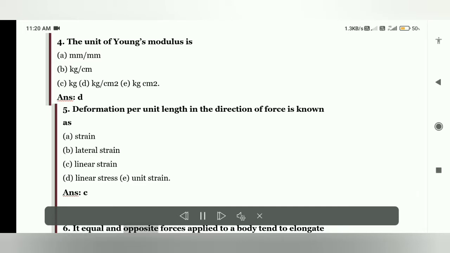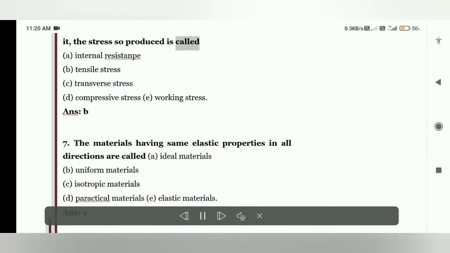6. If equal and opposite forces applied to a body tend to elongate it, the stress so produced is called internal resistance, tensile stress, transverse stress, compressive stress, working stress. Answer B. 7. The materials having same elastic properties in all directions are called ideal materials, uniform materials, isotropic materials, practical materials, elastic materials. Answer C.